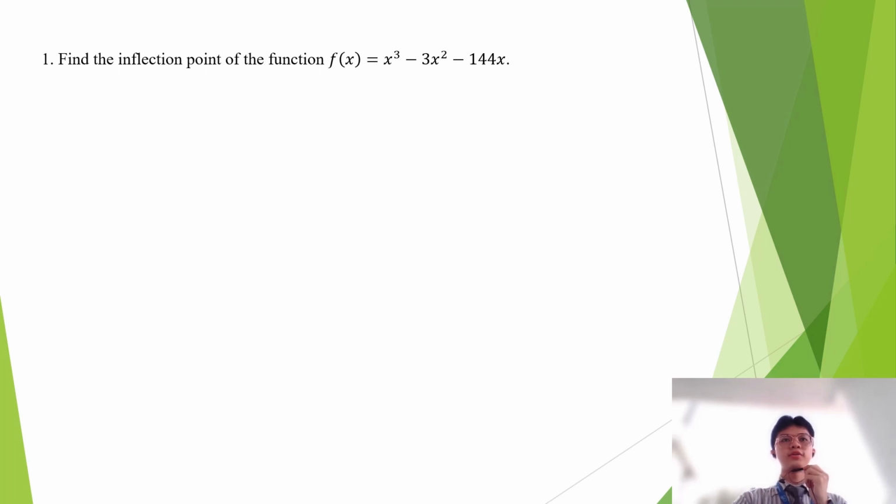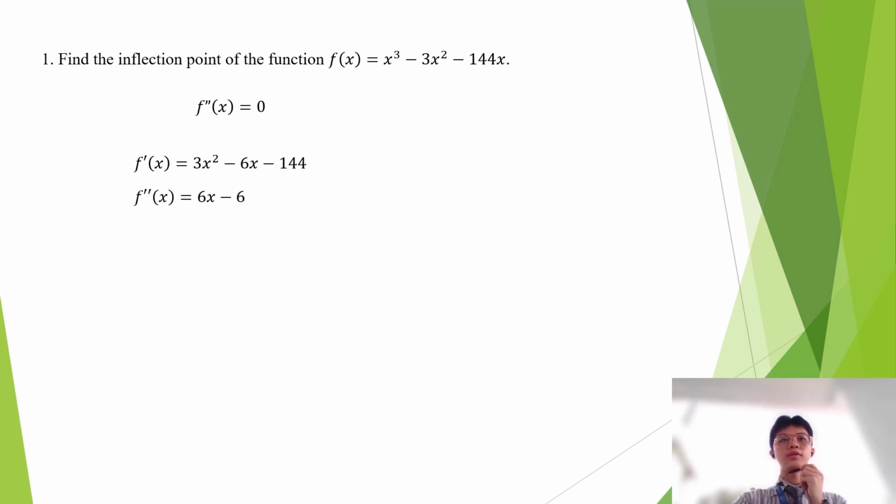The first question is to find the inflection point of the function f(x). If we want to find the inflection point of this function, we need to calculate when the second derivative of f(x) is equal to 0. The first step is the derivative of f(x) becomes 3x squared minus 6x minus 144.